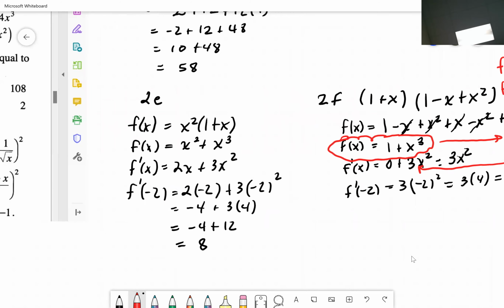If we look at the previous one, here you have x squared and you have x to the third. So 2 times 1 is 2, x, 2 minus 1 is 1. So the derivative of x squared is 2x. That's why we got this. And then 3 times 1 is 3, x, 3 minus 1 is 2. And that's how we got that derivative.